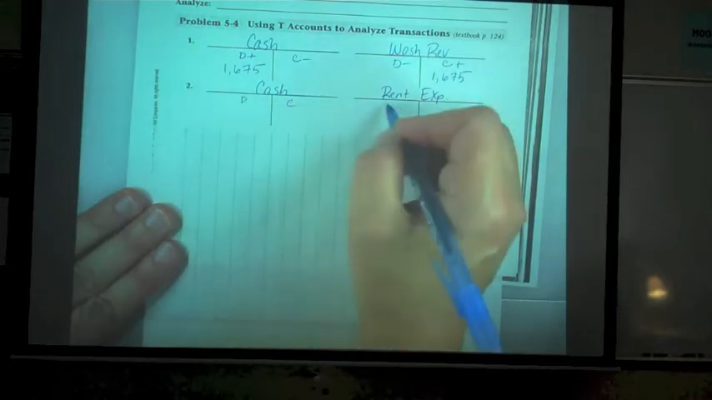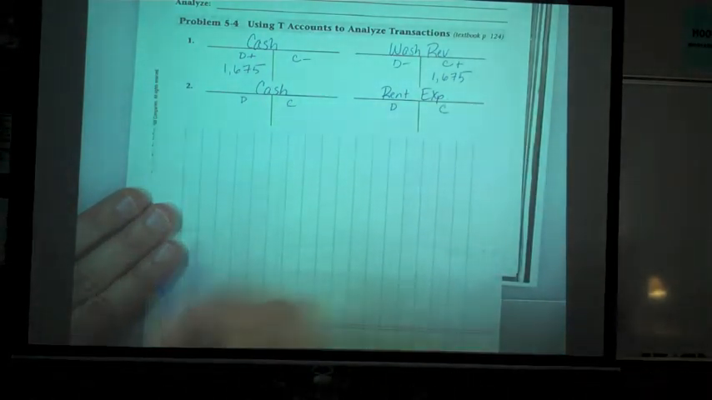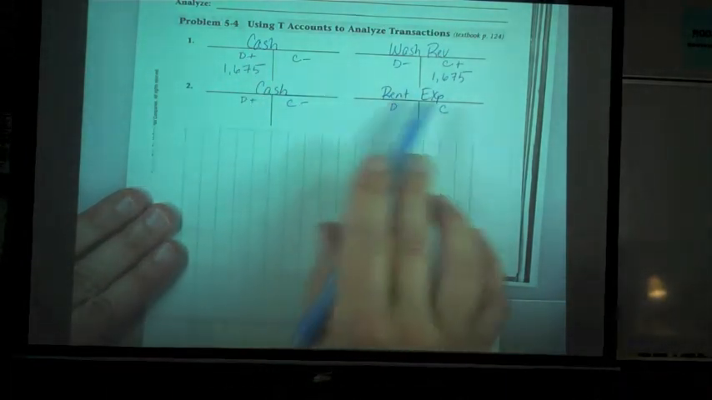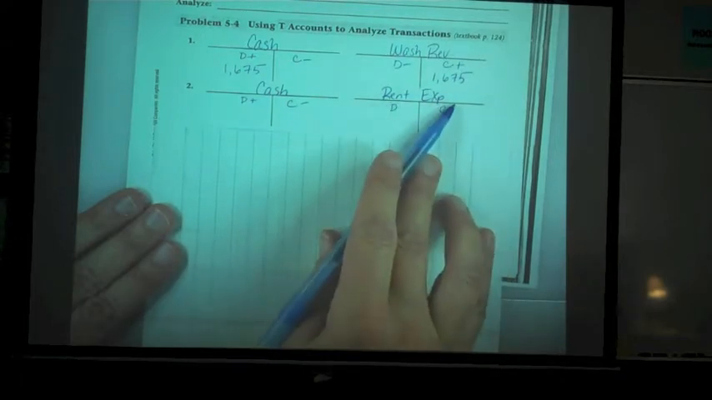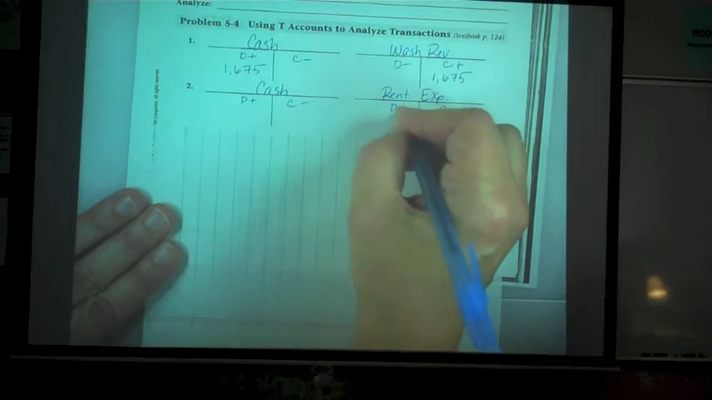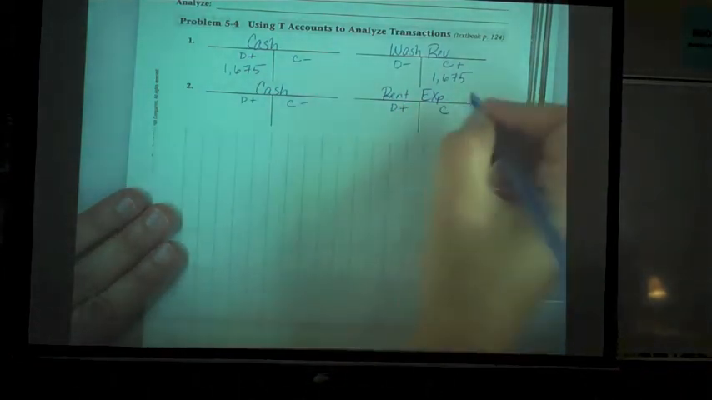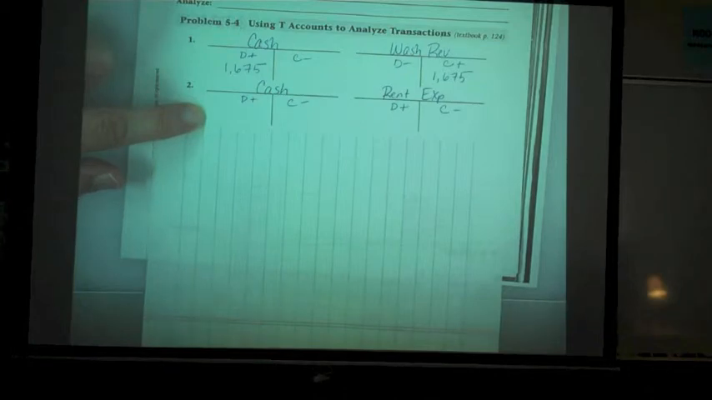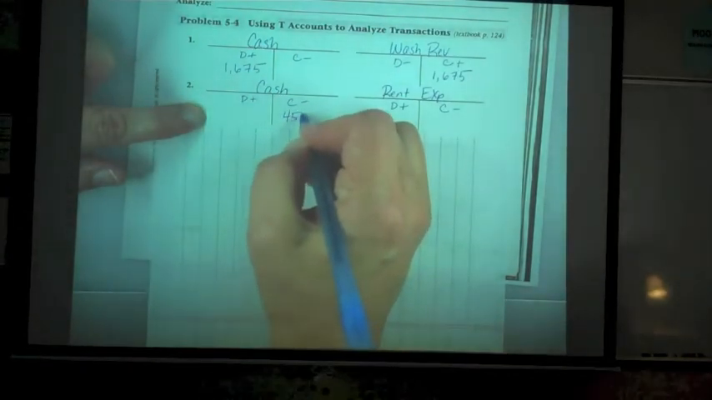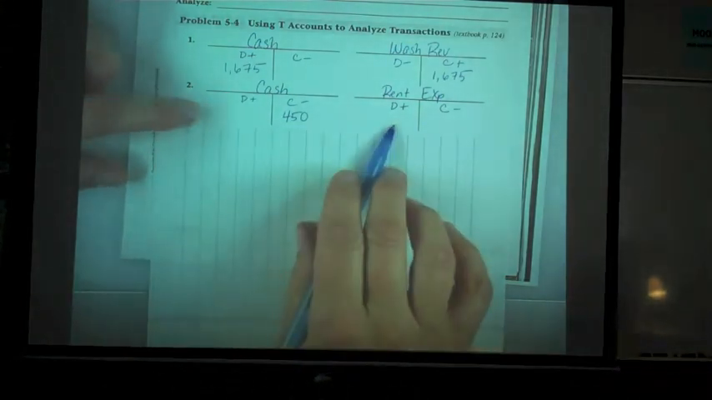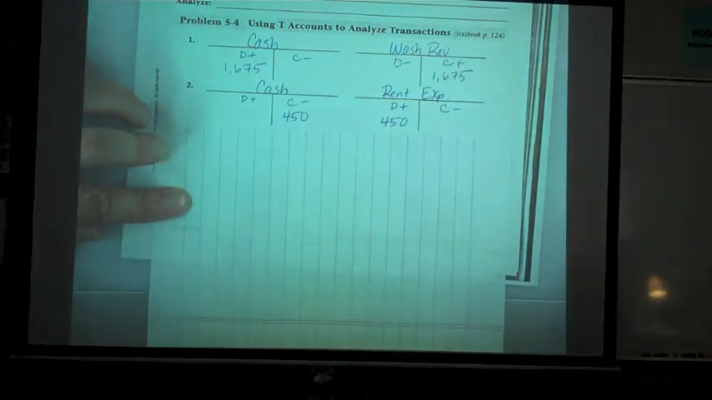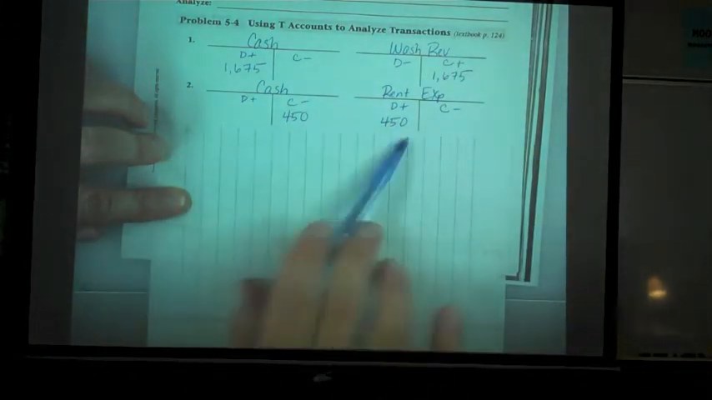Label them debit, credit, debit, credit. Cash, like before, we increase on the debit side. Rent expense affects owner's equity on the debit side, so it also is increased on the debit side. The transaction says paid the monthly rent, so is cash going to go up or down? It's going to go down, so we're going to record it on the credit side. Our rent expense is going up because we're increasing the amount that we've spent on rent. We still have a debit and a credit for the same amount.